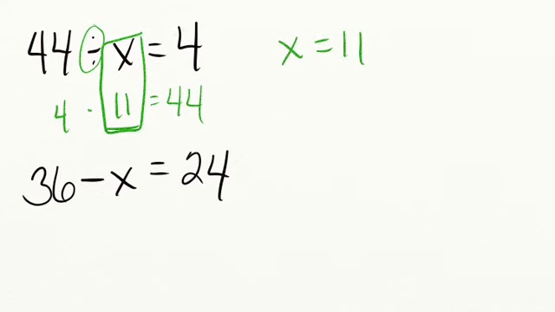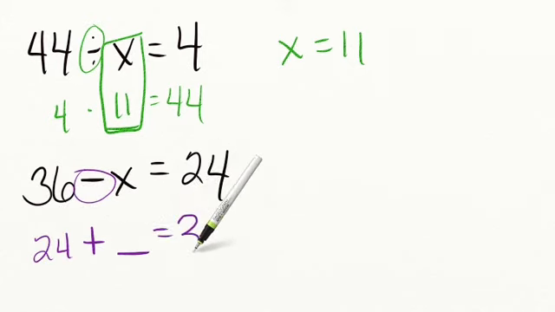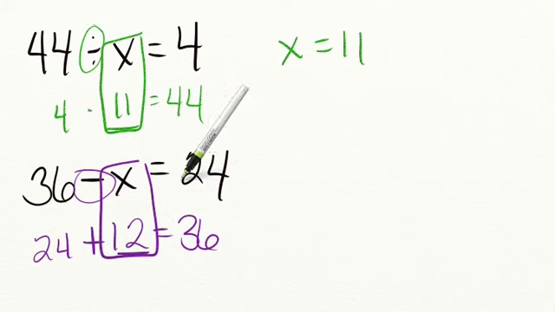All right, let's go through our next problem. 36 minus x equals 24. What's the inverse of subtraction? Well, the opposite of subtraction is addition. So 24 plus what is going to equal 36? 24 plus 12 equals 36. So that means that x equals 12.